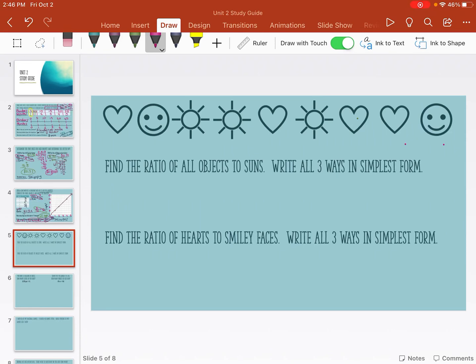Now for ratios. A couple of important things about ratios. Remember, the order matters, so it has to be the same order that they asked you the question. There are 3 different ways to write it: with the colon, with the word "to", and as a fraction.